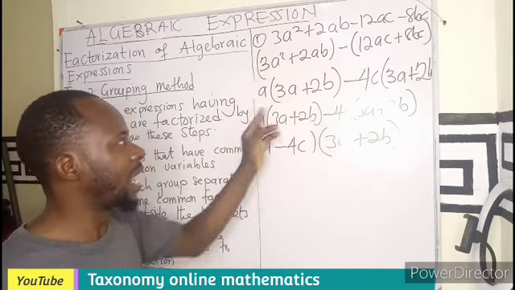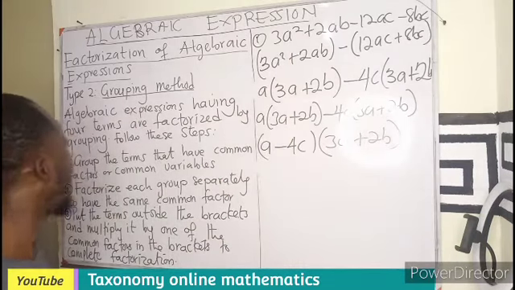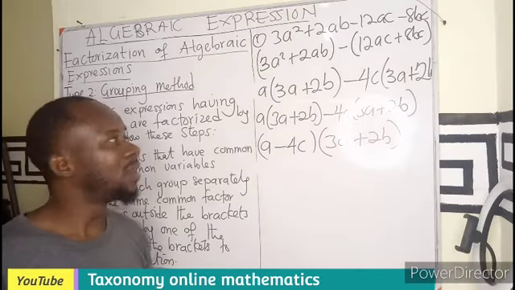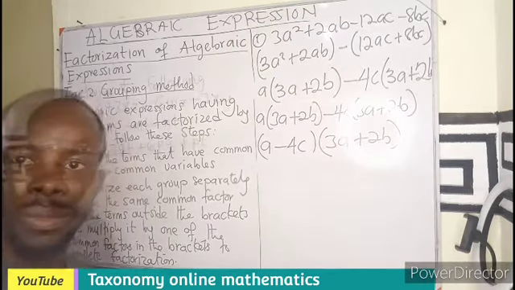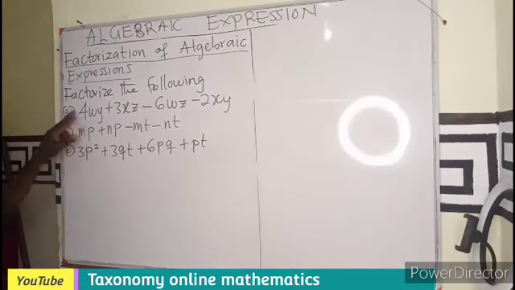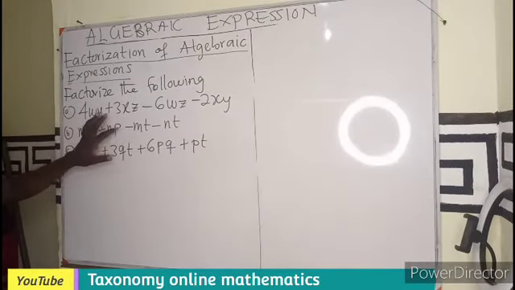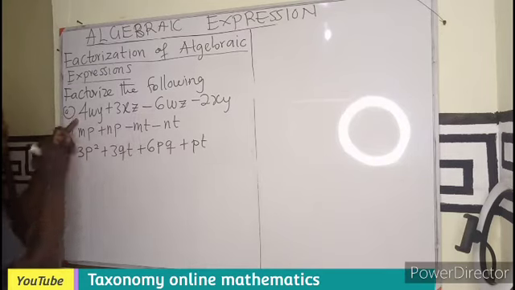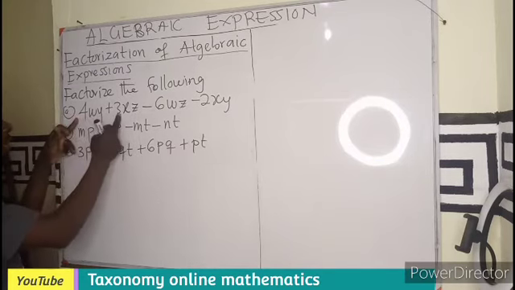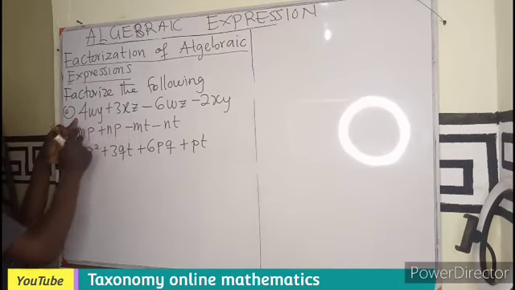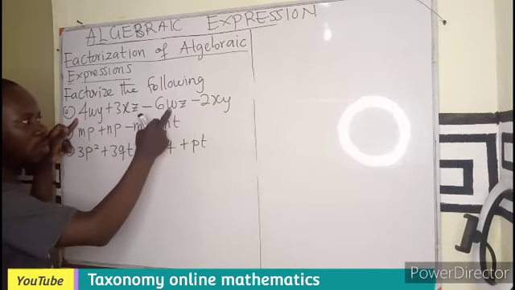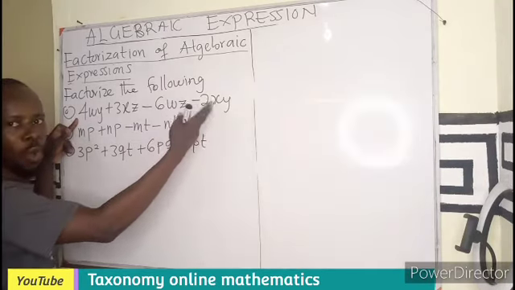Good. I'll take another question so that we can fully understand what it means to factorize by grouping method. So let's see. We have this to factorize. Let's look into the question and see if the first two have something in common. 4, 3, no. W, Y, X, Z. Nothing in common. 2, 6. Yes, they have a common factor. W, Z, X, Y. No common factor.